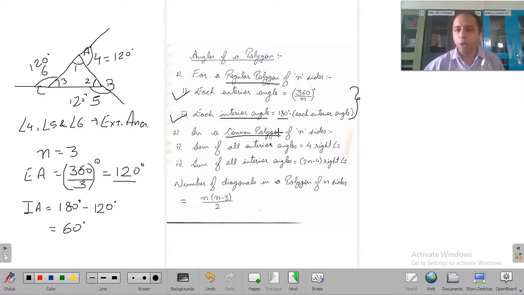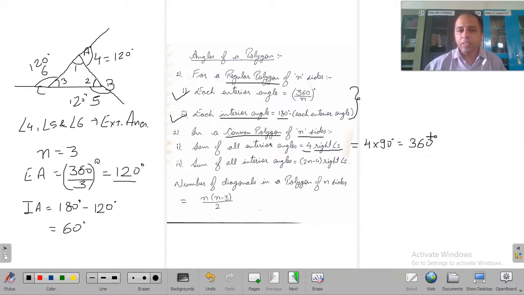For a convex polygon of n sides, the sum of all exterior angles is equal to 4 multiplied by right angles. Now what do we mean by a right angle? A right angle is of 90 degrees. So what will be the sum of all exterior angles? It will be 4 multiplied by 90 degrees, that means 360 degrees.